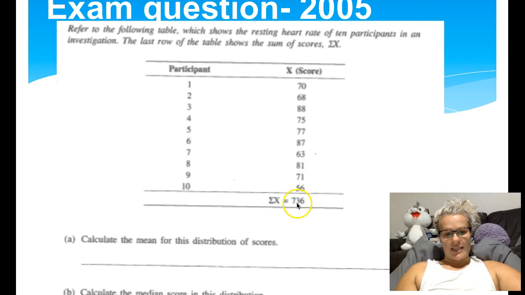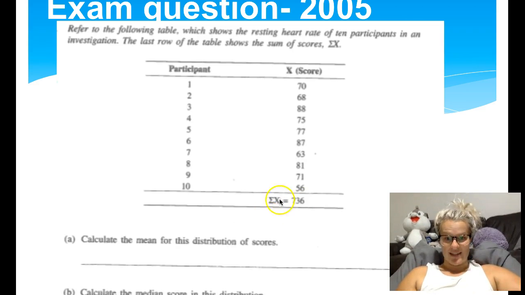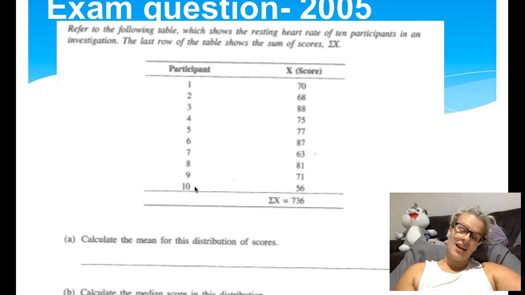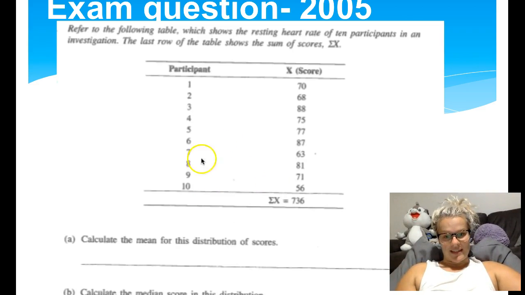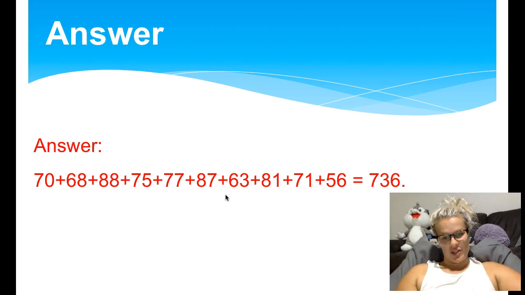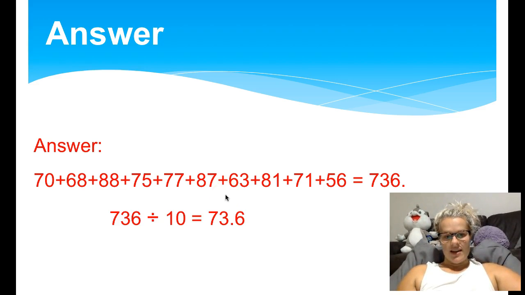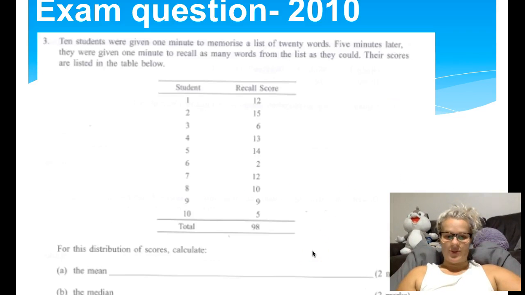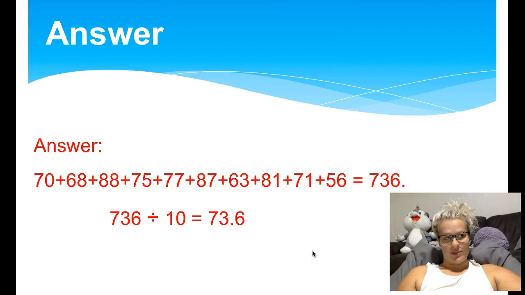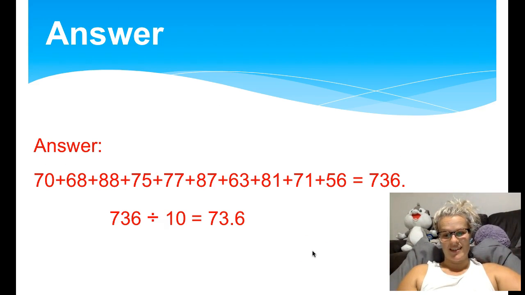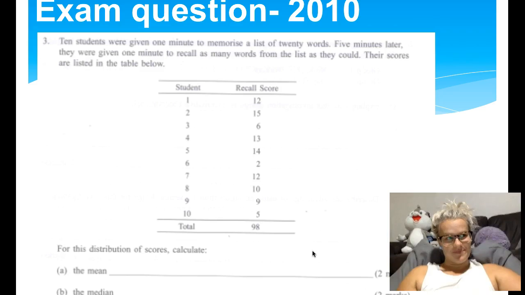In order to then do that, you have to divide it by 10. And what do we do when we divide things by 10? We move the decimal place one place. So all of these are added together. It is 736. And then divide that by 10. We move the decimal place one place, which makes the mean score 73.6. And it is always going to be that easy in a test. It's never going to be hard.